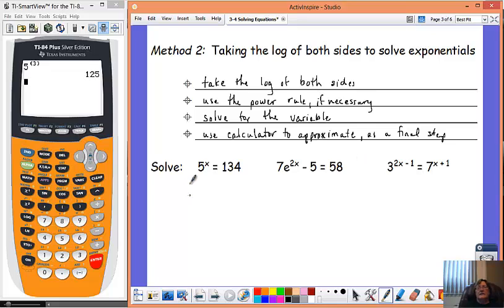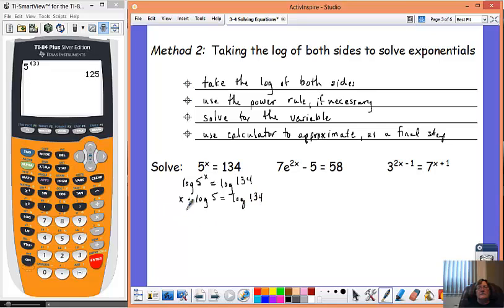All right, let's see how that would work here. Well, it says you take the log of both sides. So log of 5 to the x equals log of 134. Again, what you do to one side of an equation, you must do to the other. So you take the log of both sides. Power rule will apply here, that x can come down in front, and so we would have x times the log of 5 equaling the log of 134.